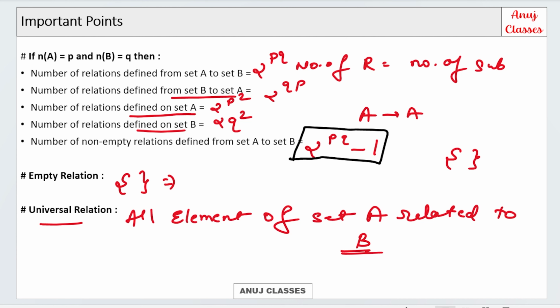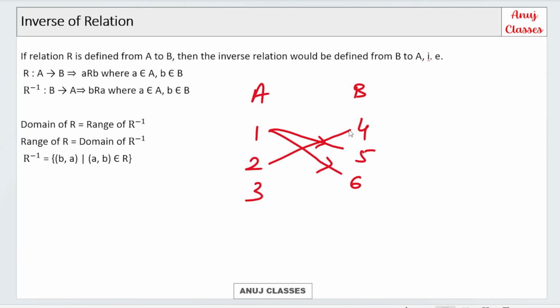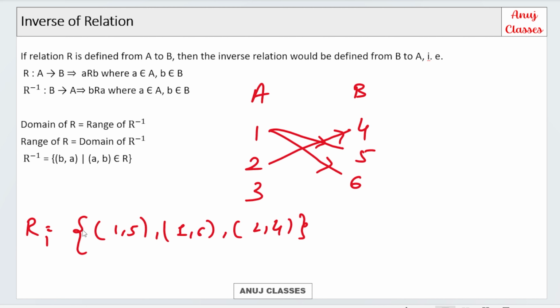Now we will see the next topic, which is the inverse of a relation. In simple terms, suppose we have a relation between A and B, with elements 1, 2, 3 in A and 4, 5 in B. Okay, so the relation is defined like (1, 5), (1, 6) and (2, 4). So this is our relation.